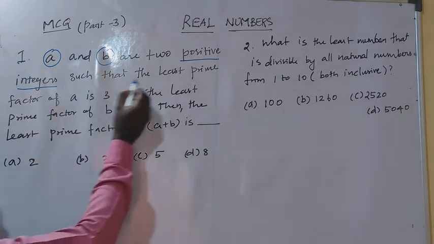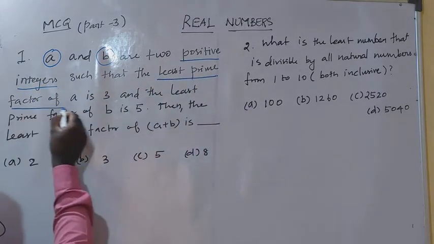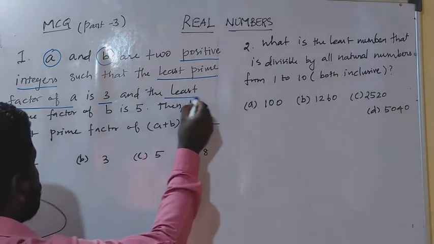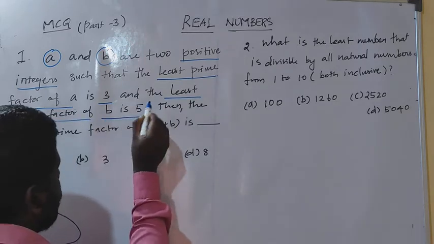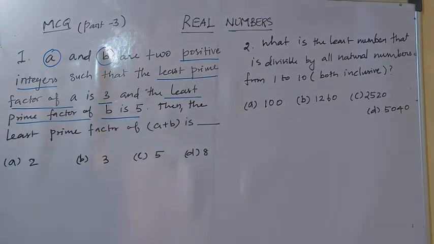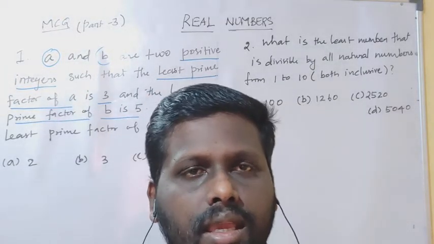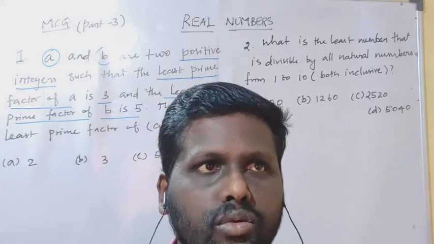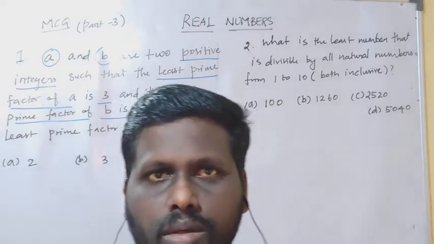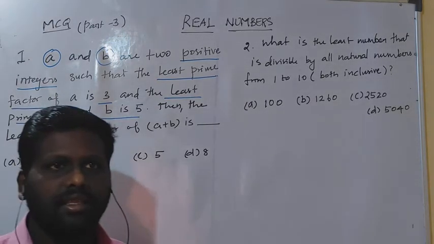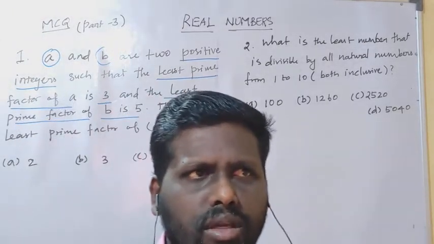Okay, then such that least prime factor of a is 3 and least prime factor of b is 5. Okay, just listen to me. If I take any number, its least prime factor means the least among its prime factors. For example, the prime factorization of 4 is 2 into 2, so what's the least prime factor of 4? It is 2, right? If I am taking the number 16, its least prime factor is 2, so you know that.